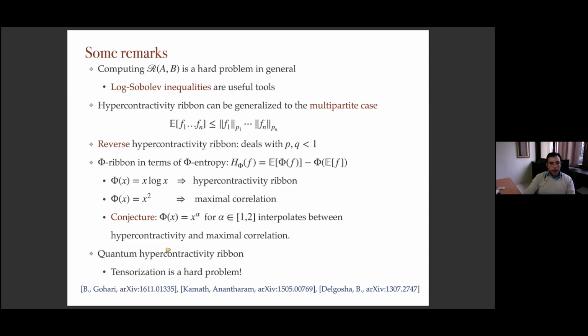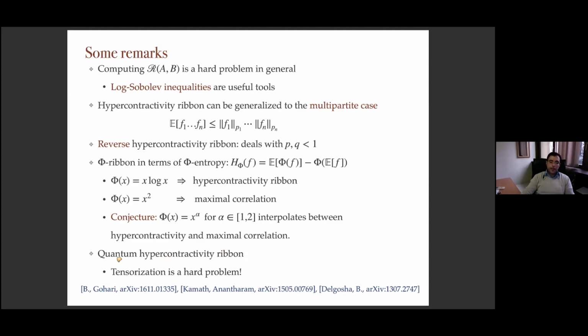And finally, you can define this hypercontractivity ribbon in the quantum case. I told you in the definition of the quantum maximal correlation that we can define that T operator in the quantum case as well, using this Choi-Jamiolkowski representation. And then we can ask about the P to Q norm of that operator, and define this quantum hypercontractivity ribbon.